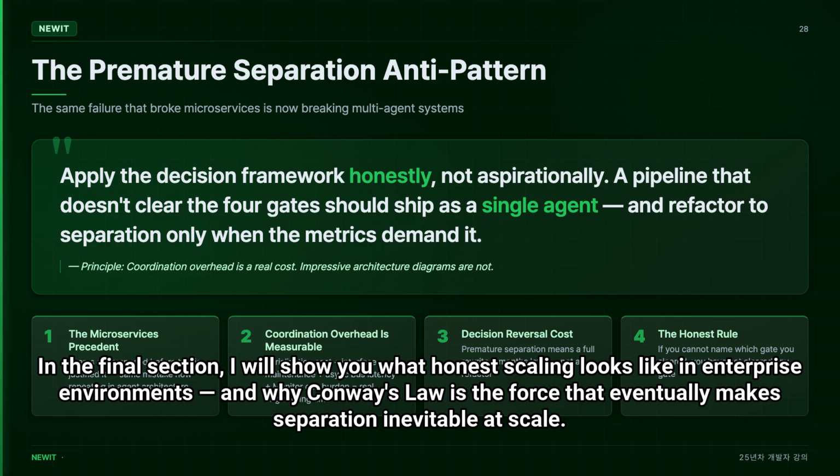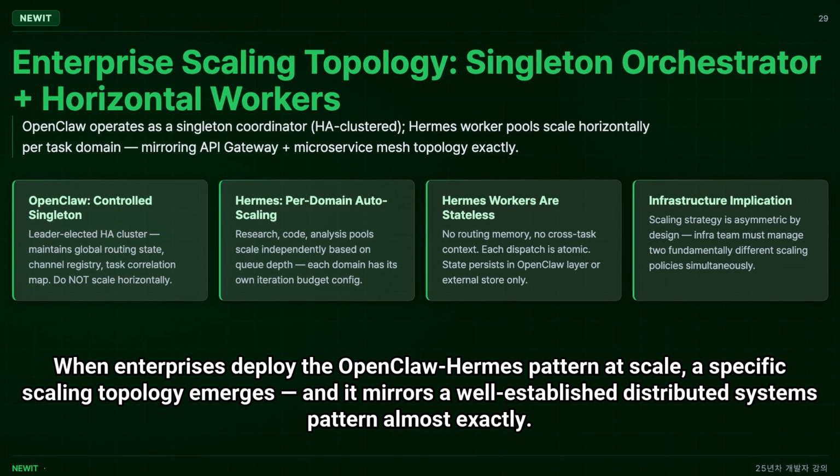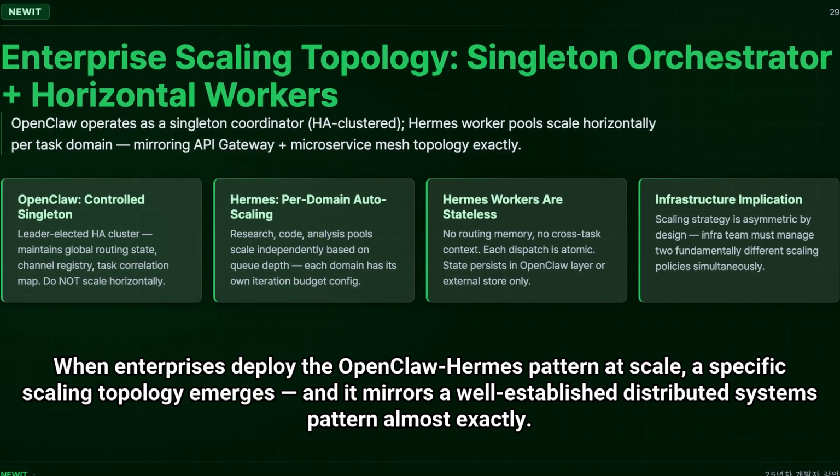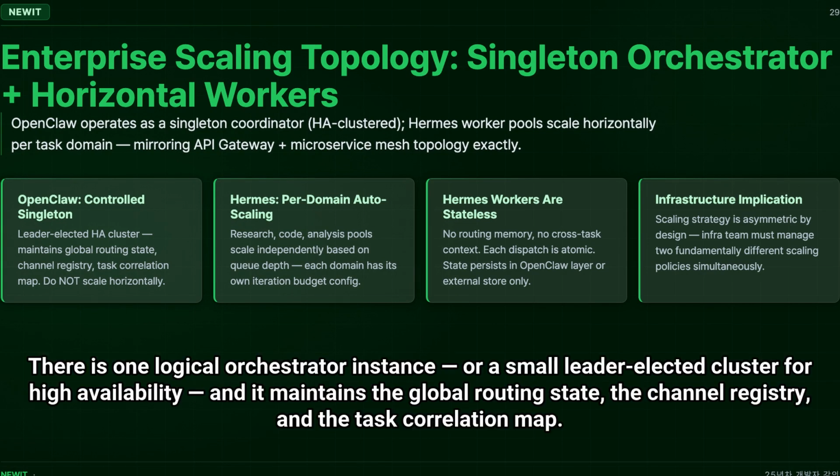In the final section, I will show you what honest scaling looks like in enterprise environments, and why Conway's law is the force that eventually makes separation inevitable at scale. When enterprises deploy the OpenClaw Hermes pattern at scale, a specific scaling topology emerges, and it mirrors a well-established distributed systems pattern almost exactly. OpenClaw operates as a singleton coordinator. There is one logical orchestrator instance, or a small leader-elected cluster for high availability, and it maintains the global routing state, the channel registry, and the task correlation map.